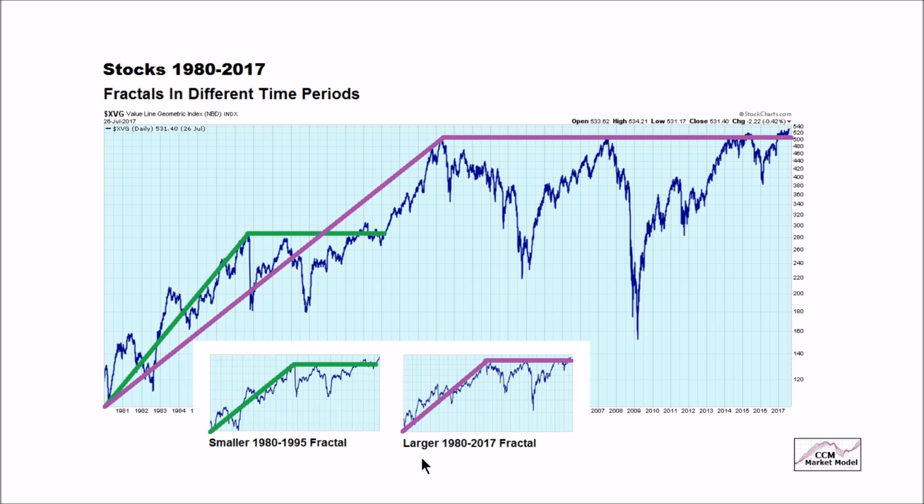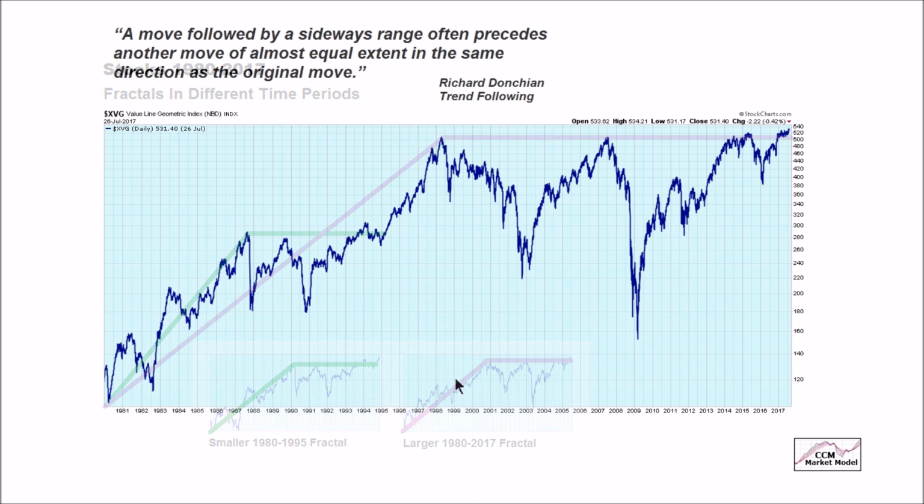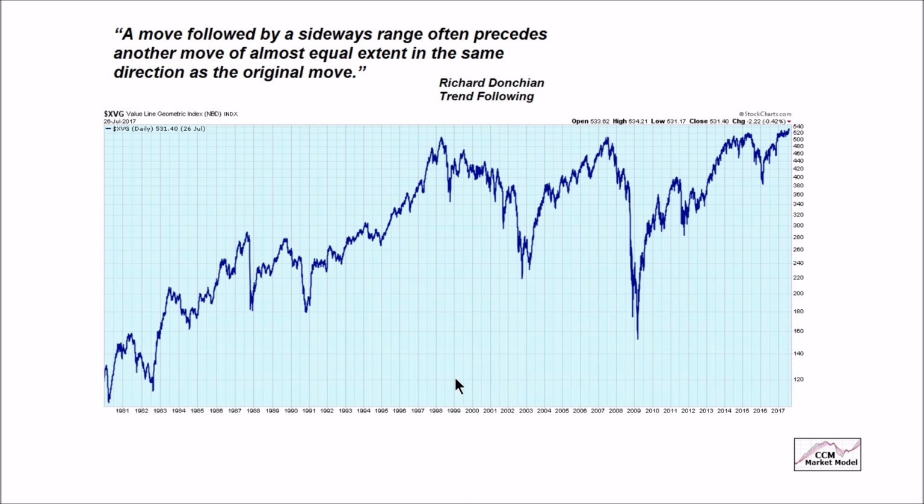Now let's take the simple concept one step further. You'll notice a lot of the expressions in the market: the market needs to consolidate its gains. The longer you go sideways, the bigger the move you can expect to get. A move followed by a sideways range often precedes another move of almost equal extent in the same direction as the original move. How does that apply to our charts in the present day?